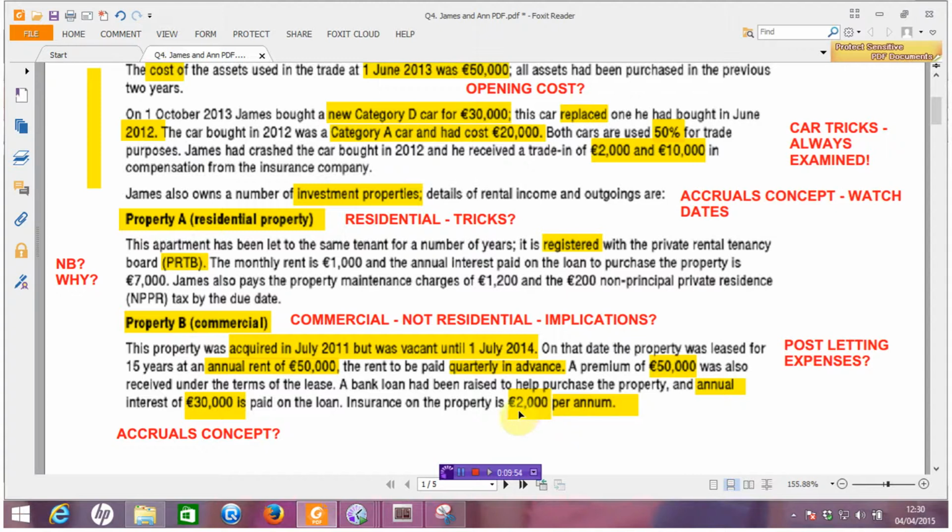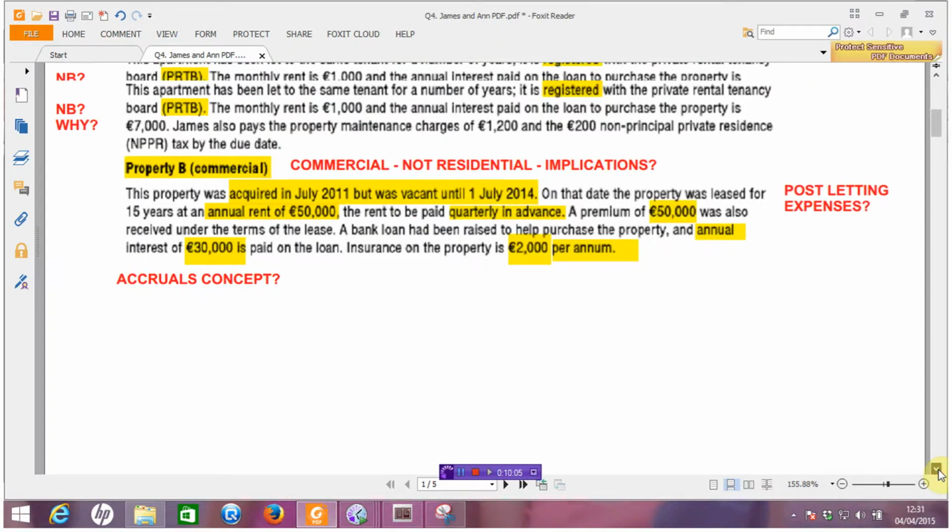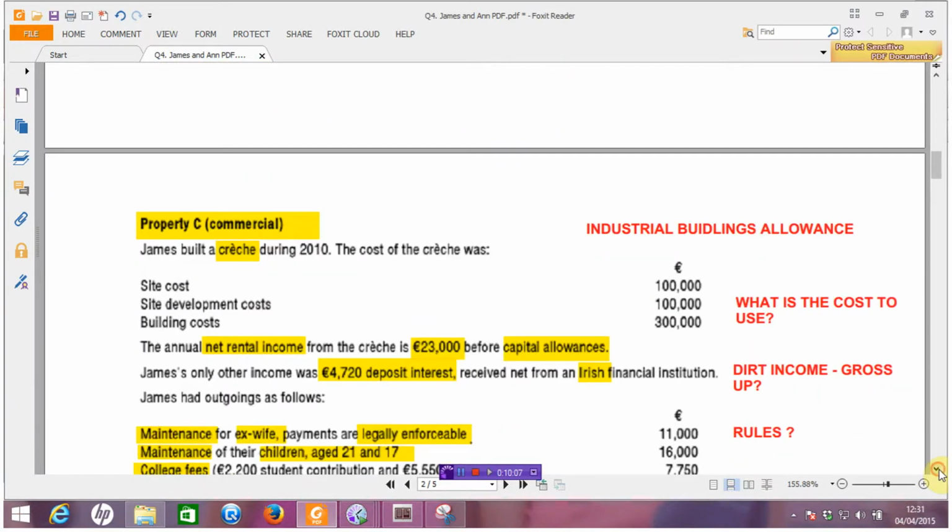If the insurance is 2,000 euros per annum, then how much of that is allowable? Only the post-letting element. Okay, so that will be 50% of 2,000. So the accruals concept kicking in there as well.